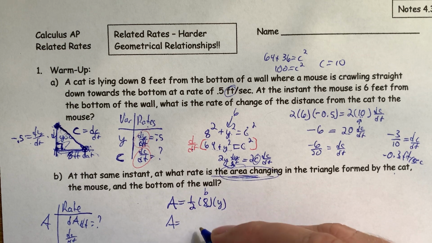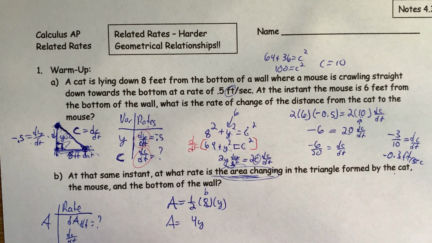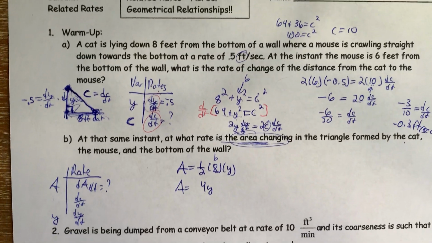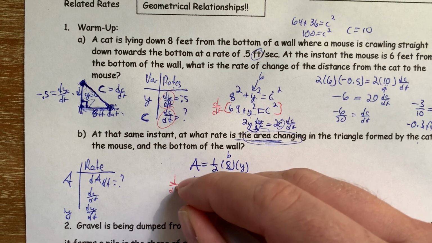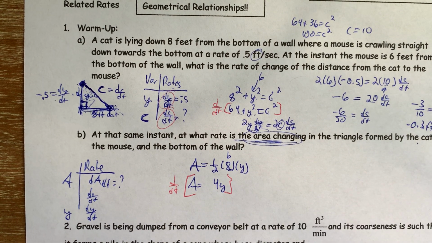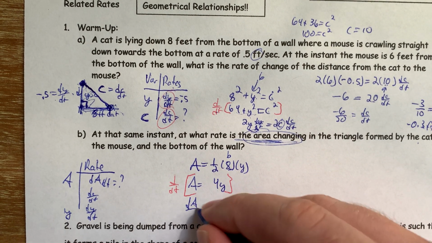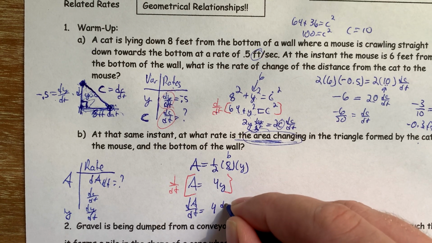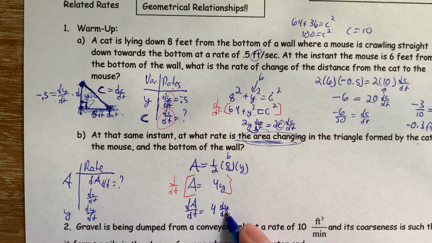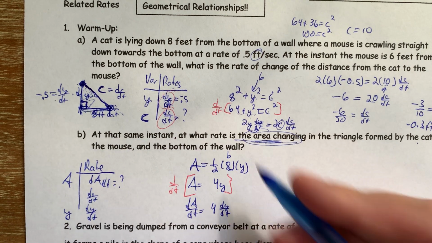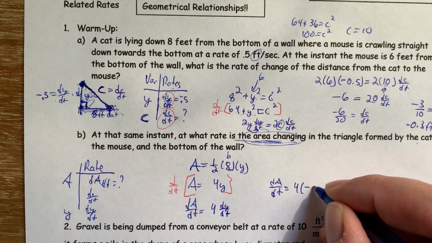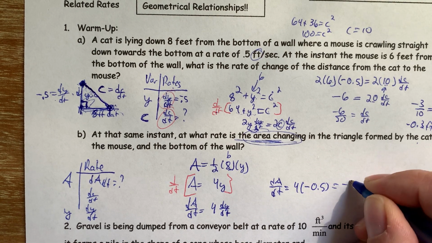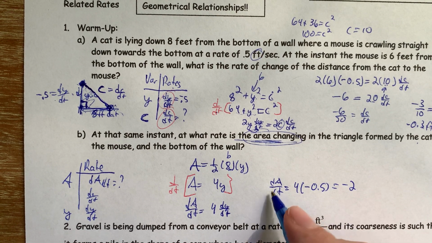So the area is 4y, which is good because we have a relationship between the area and y, which will give us, when we do the derivative, the relationship between dA dt and dy dt. So dA dt equals 4 dy dt, and dy dt is negative 0.5. So dA dt is 4 times negative 0.5, which is negative 2. So dA dt is negative 2.